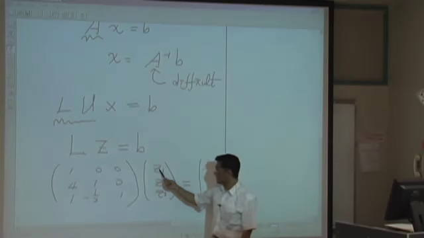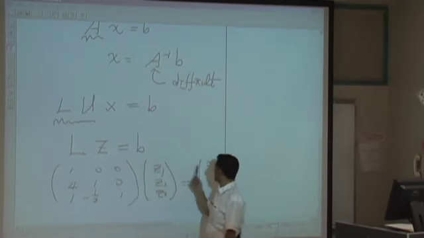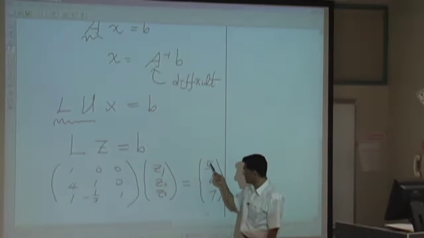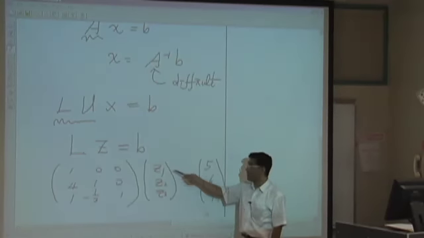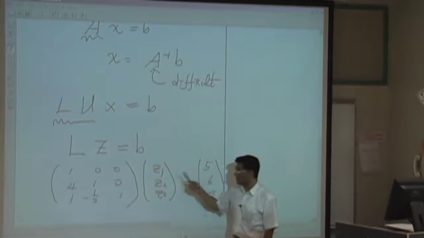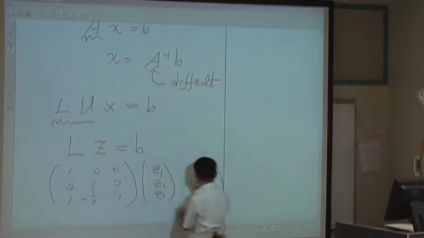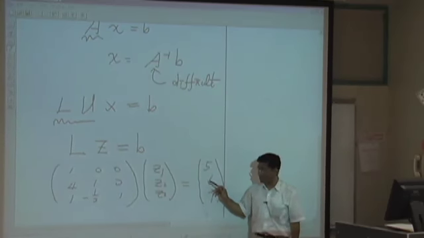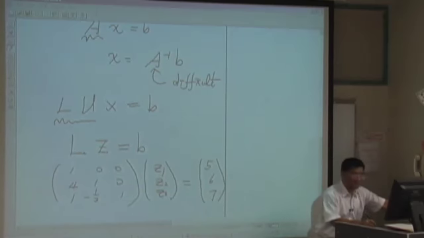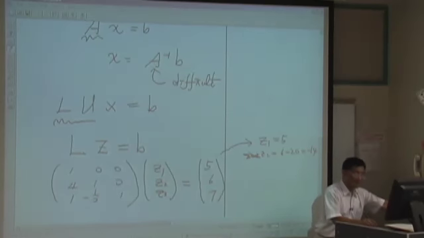Why? Z1 times 1 plus 0, 0 equals 5, right? So Z1 is what? 5. Because Z1 is 5, you can use 5 here, right? Then 5 times 4 is 20. 20 plus Z2 equals 6. Can you calculate Z2? So with this, Z1 equals 5. And then with 5 here, 20 plus Z2 equals 6, so Z2 equals negative 14, right?